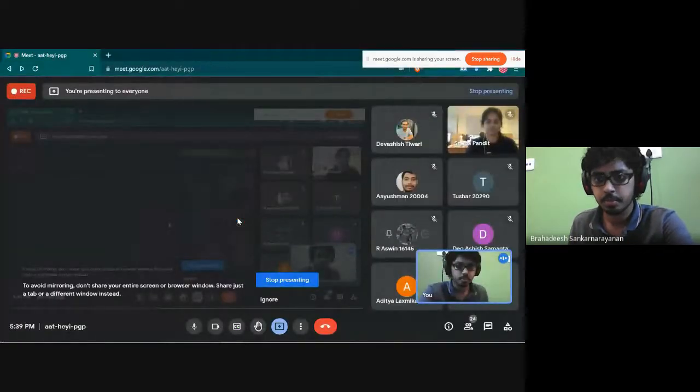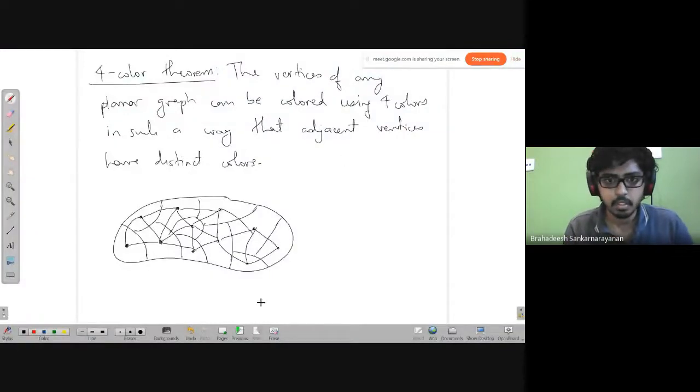Seems there's no issue. Good. So here's what the Four-Colour Theorem says.